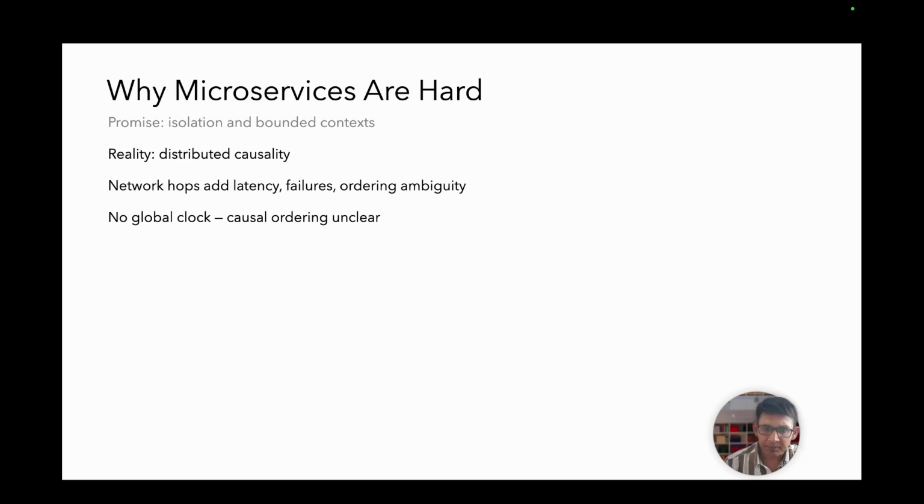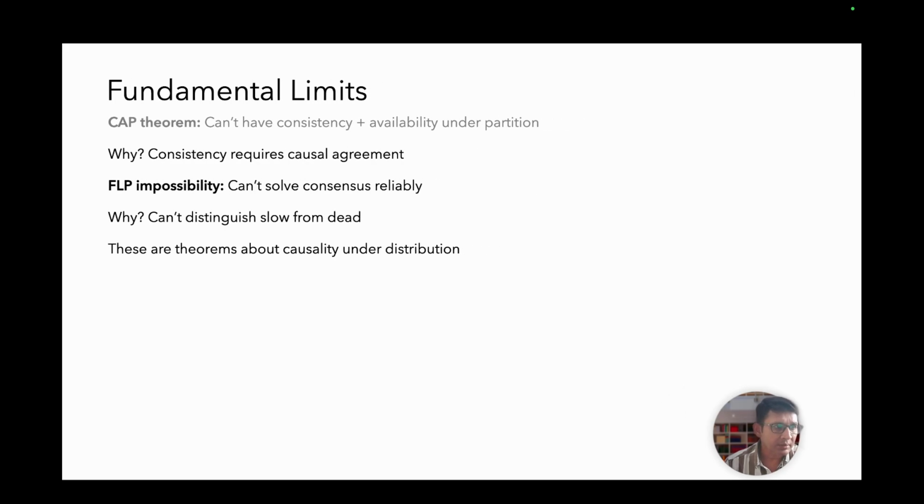And here's the deeper problem. Distributed systems have no global clock. Service A and service B don't agree on now. When two events happen in different services, their causal ordering might be ambiguous. Did A cause B, or did B cause A, or did they happen independently? This isn't a tooling problem, this is fundamental physics. The CAP theorem and FLP impossibility results are theorems about causality under distribution. They tell us there are limits to what we know about distributed causality.